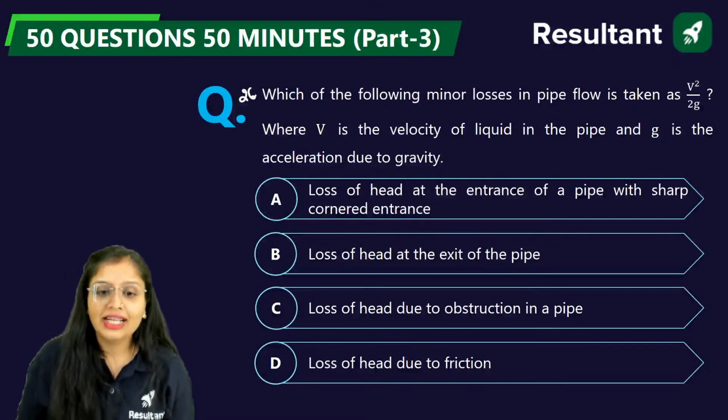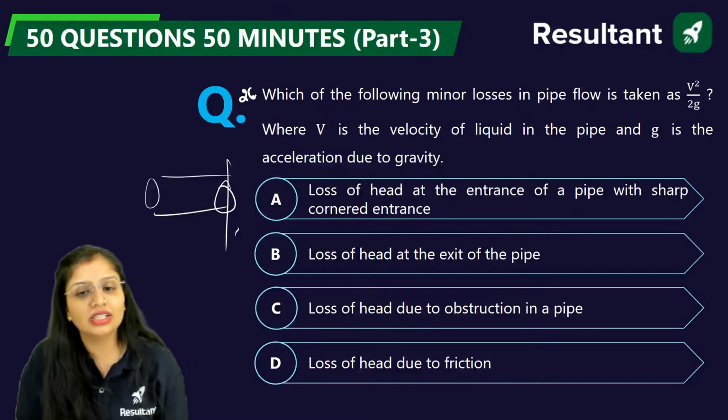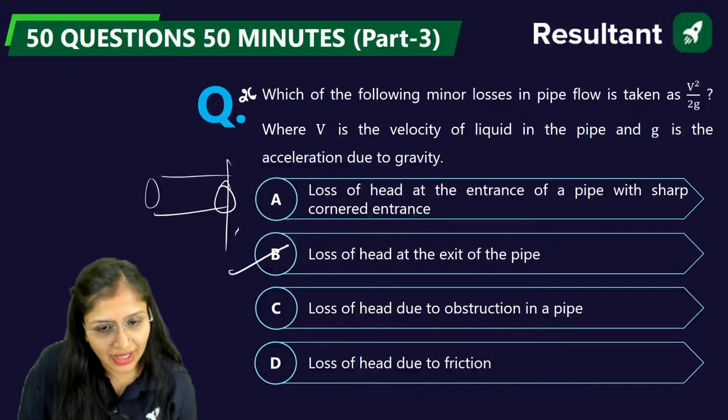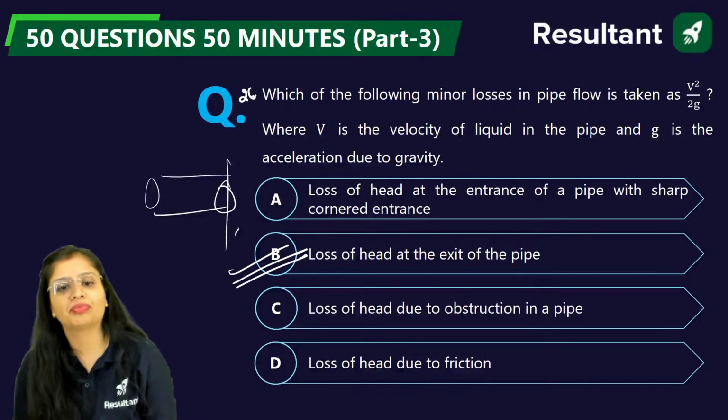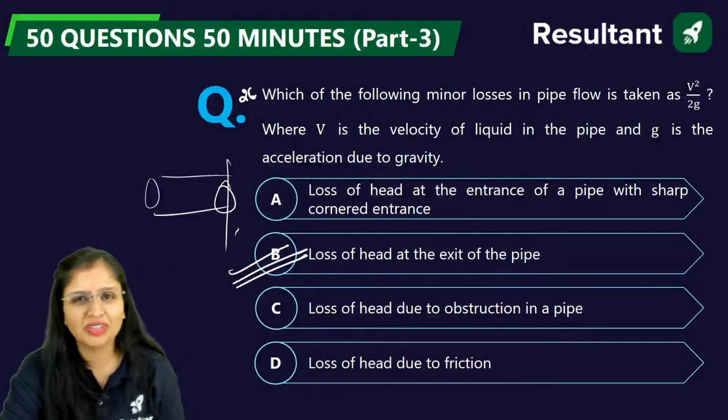Where do you get it? See, when the exit of the pipe is there, that time when you calculate the loss, that is taken as V square by 2G. So loss of head at the exit of the pipe is V square by 2G. Okay? You must know V square by 2G.